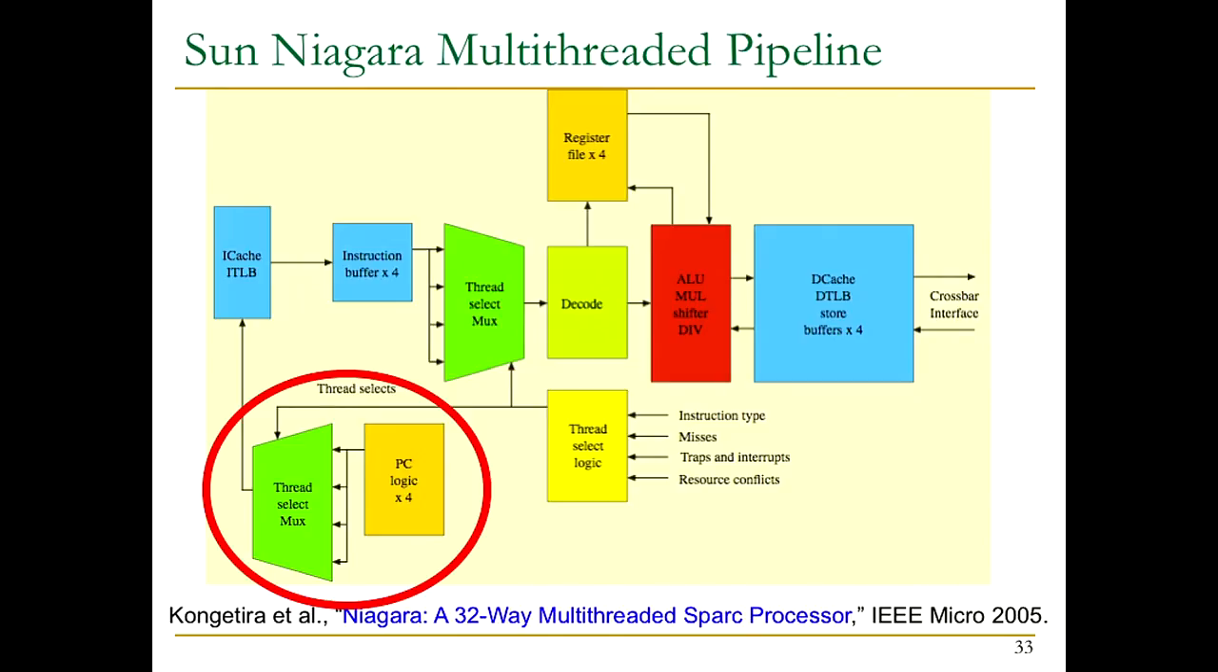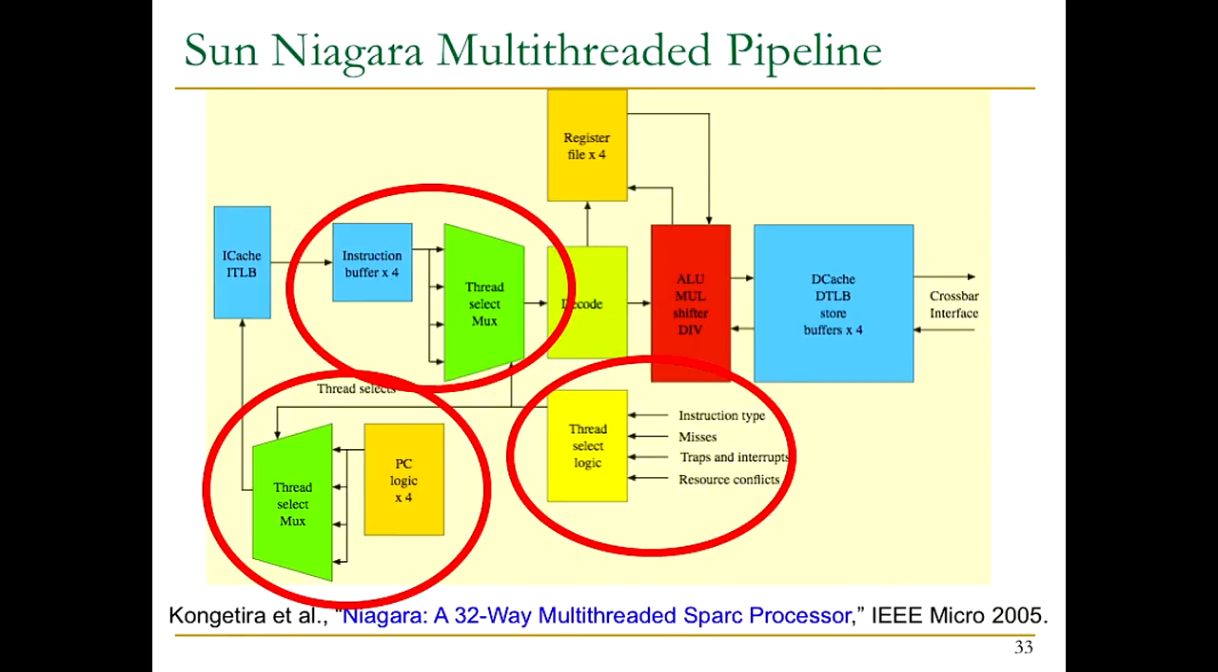So basically, they had 4 threads, 4 different program counters. This is the thread selection logic. And if you look over here, thread selection logic takes into account multiple different things. Normally, it's round robin, but if a thread has a resource conflict, it's not selected, for example. If a thread has a miss, it's not selected. And there are instruction buffers to be able to fetch from 4 different threads. Which thread do you select? And there are 4 different register files for the 4 different threads over here. And they also have 4 different store buffers because threads are storing to different locations.